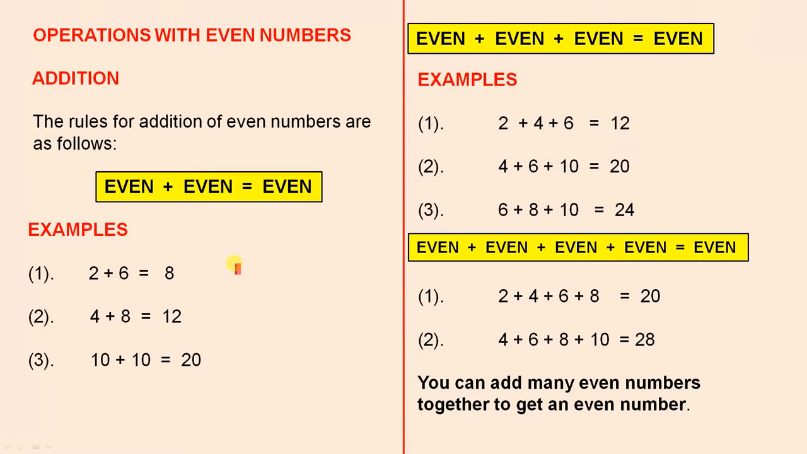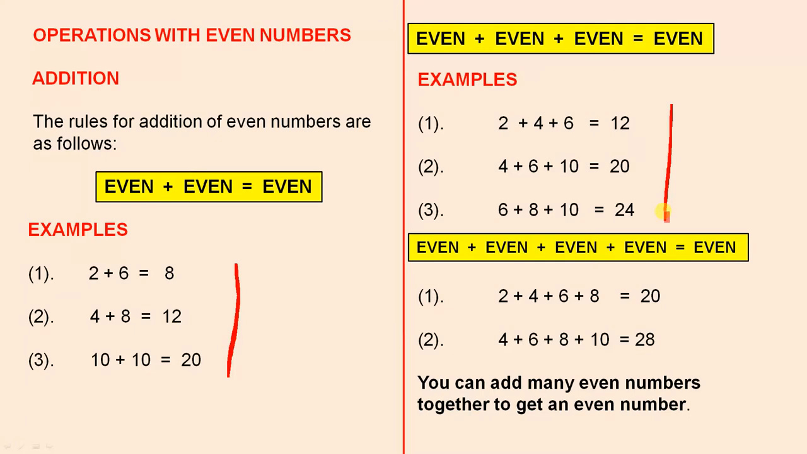They're very straightforward, so if you go through them at your leisure, you will see that if we add one even number to another even number, we get an even number, and that's the same for those 3 examples. The next rule is if you add an even number to an even number to another even number, that is, if you add 3 even numbers together, you get an even number.